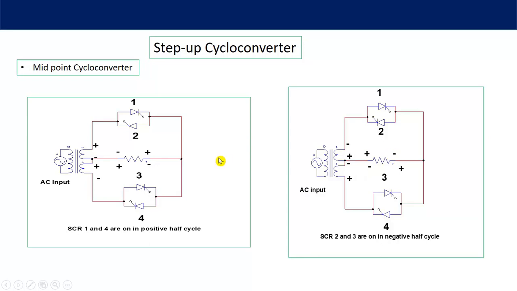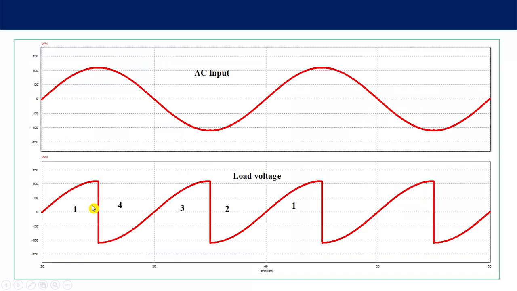So two complete cycles we have got by using 1, 4 and 3, 2. In one cycle of input voltage we are getting two cycles of output voltage. So the output frequency is twice the input frequency. Likewise, we can use this technique to increase the frequency of the output voltage.